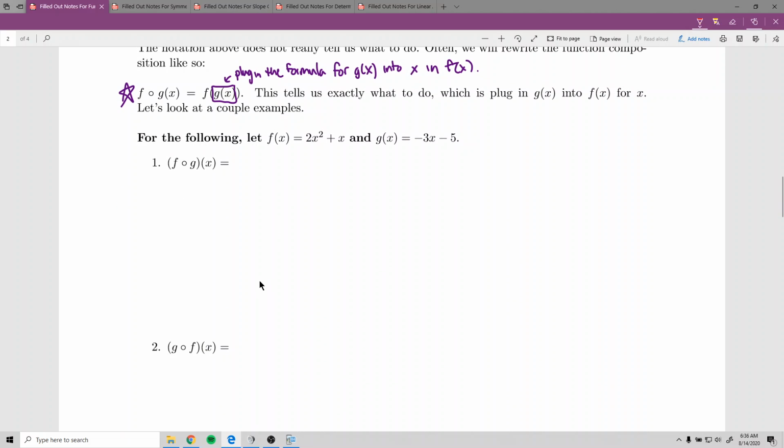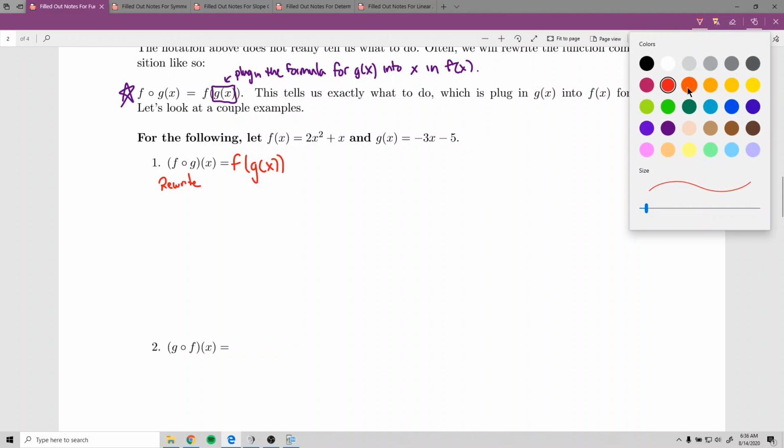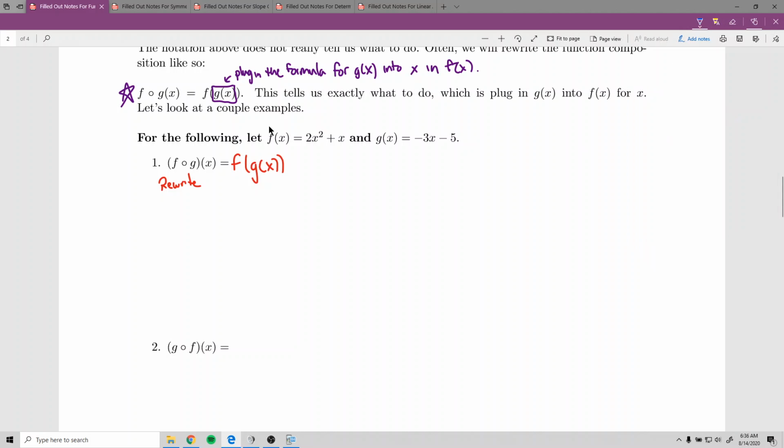We're going to have a few here dealing with the same two functions. This first one says let f of x equal 2x squared plus x, and g of x equals negative 3x minus 5. So the first one here we want to do is f of g of x. So the first thing I like to do is just rewrite it immediately as f parentheses g of x, because that's going to tell you what to do more than the circle notation.